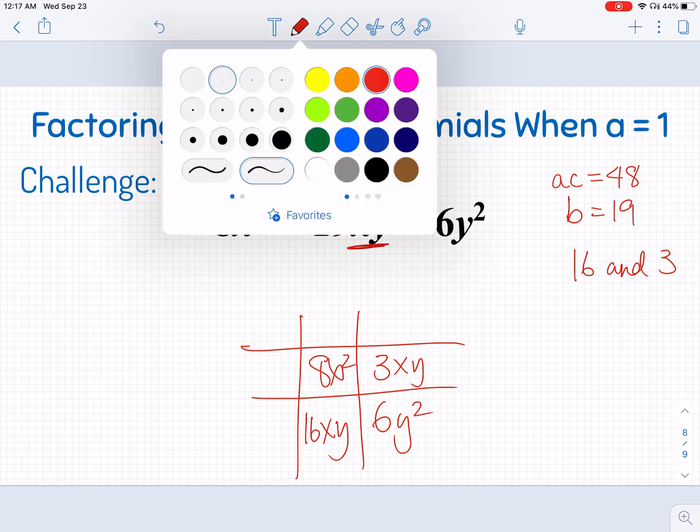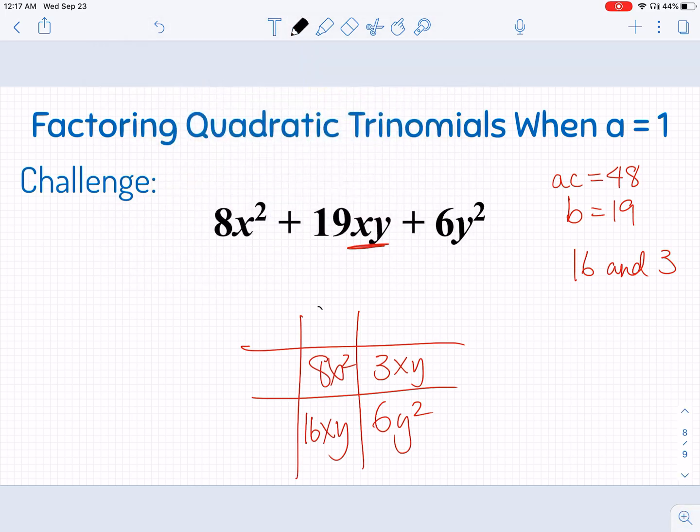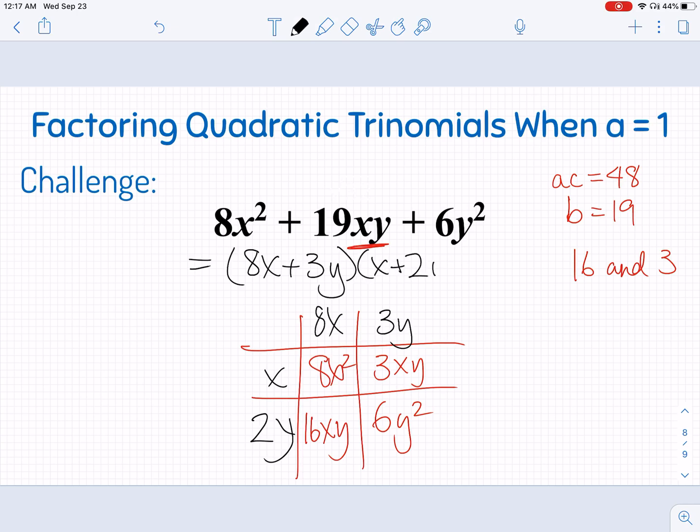So then the GCF of that first column is 8x, and the second column is 3y. The GCF of this row is just x, and the GCF of this row is 2y. So we get that this factored becomes 8x plus 3y times x plus 2y. And if it doesn't look right to you, you could always double distribute it out to check your answer.